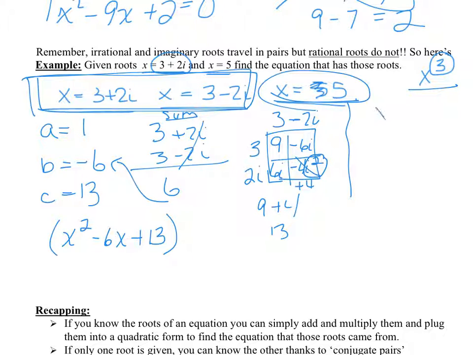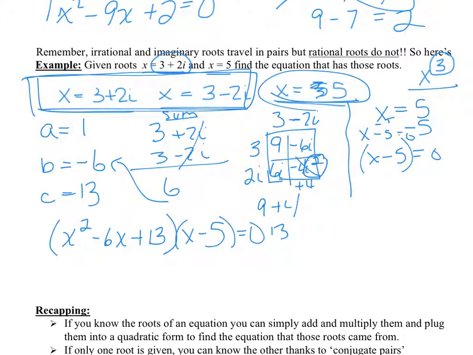So this is one part of it, but then this here is the other. So we have to deal with that. That's when we use what we talked about before, where you have to get it set equal to 0 to find out what the factor is. So x minus 5 equals 0. x minus 5 is the factor. So what we have to do is multiply these two together, and then we have a final equation. It takes a little bit of work and room, apparently, to do this.